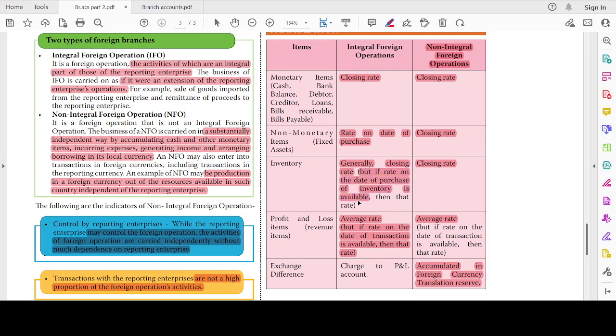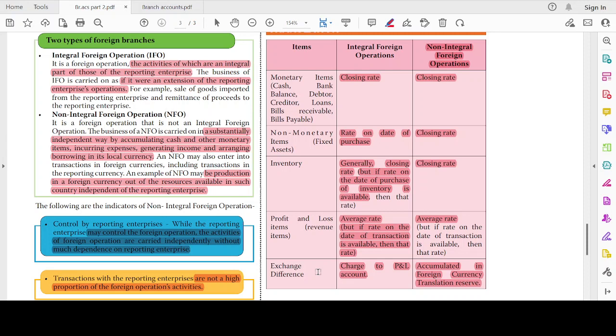Now, the profit and loss account for revenue items will generally be at average rate. As for the exchange difference, since the branch is very much dependent on me and cannot operate without me, understand it this way: if that branch is surviving due to the head office's effort, then I have a right over that exchange difference also, because that is also going to be because of my efforts, right? That's why I'm charging it to the profit and loss account.